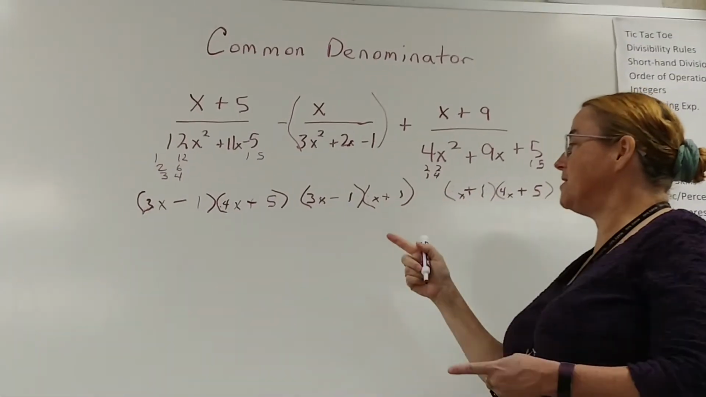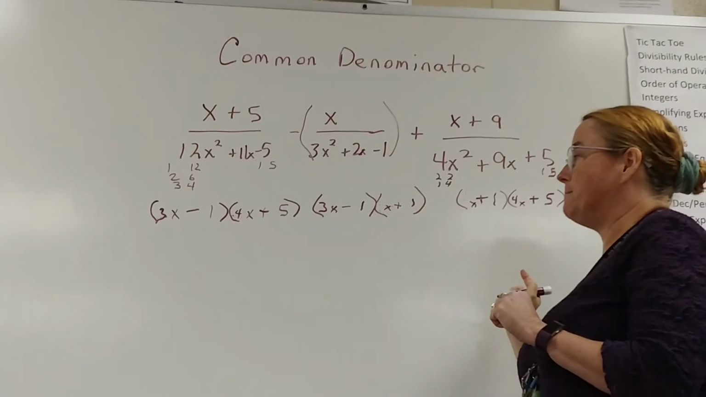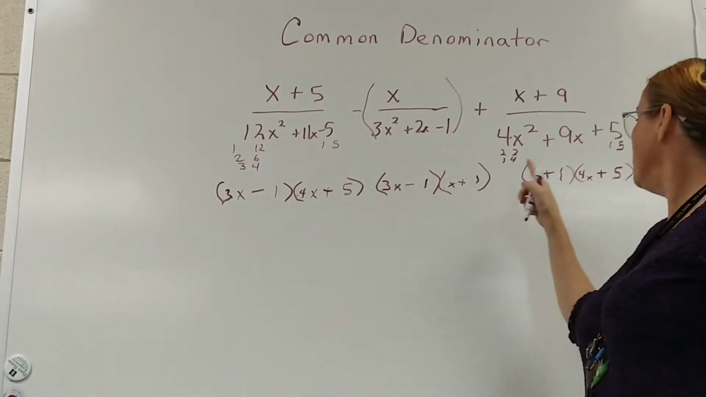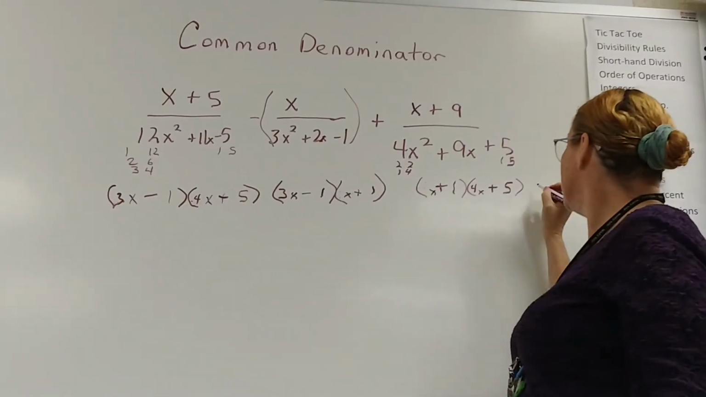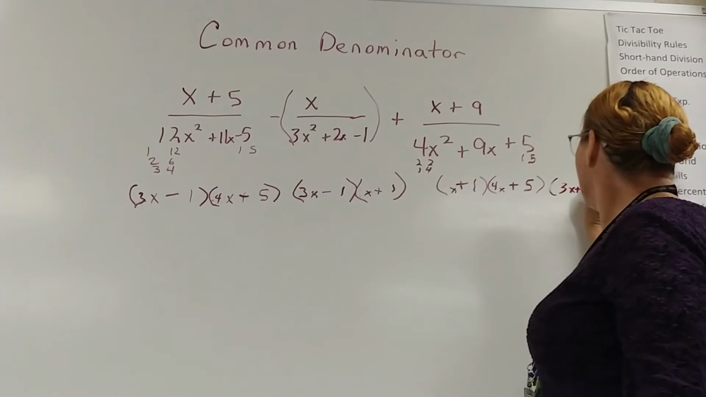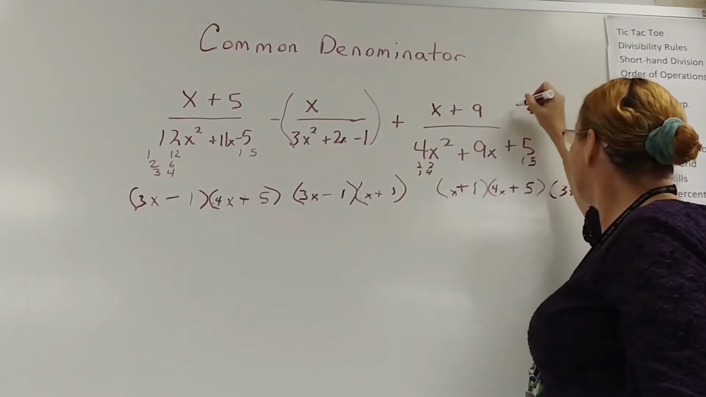So they all have things in common, but there's one thing missing from each of them. So we have 3x plus 1 here, no 3x plus 1 here. So we're going to multiply this by 3x plus 1, and we're going to multiply the top by 3x plus 1.